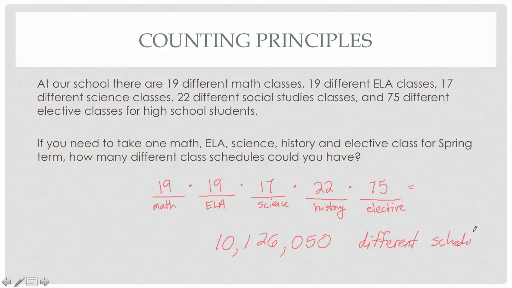That's crazy, right? Over 10 million combinations, or 10 million different ways you could have a math, a language arts, a science, a history, an elective class here at Summit Learning Charter. All right, but there you go. That's counting all the possible ways. That's all the different schedules.